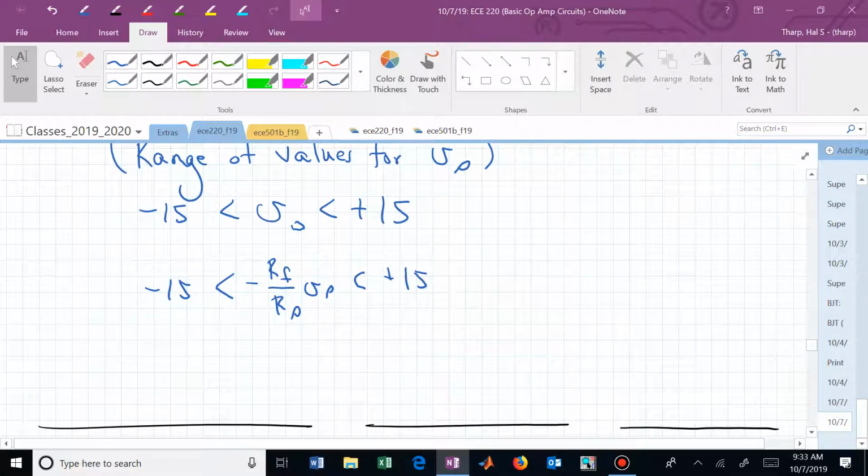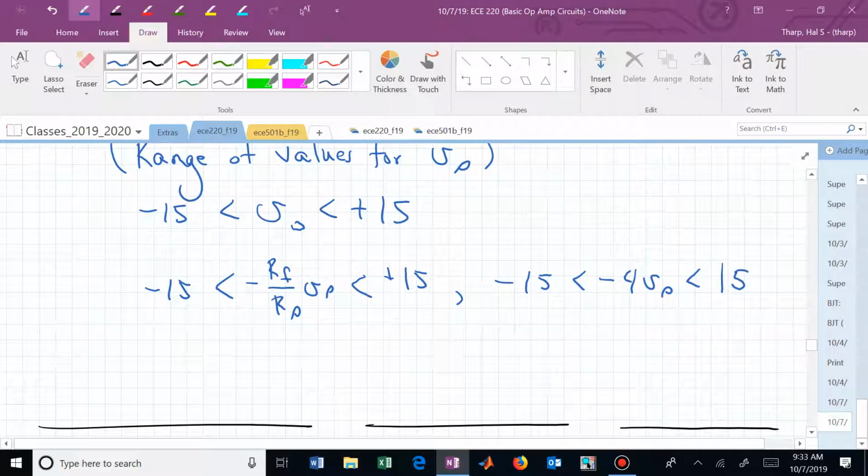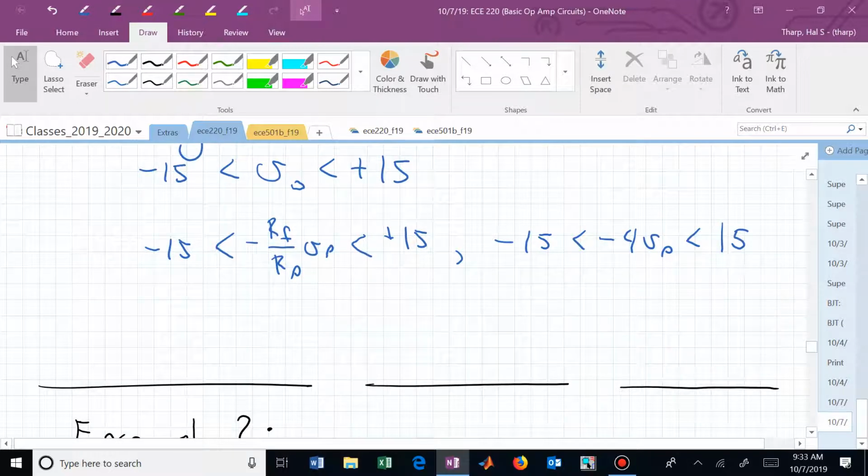And for this particular case, we had minus R sub F over R sub S really just being minus 4. Didn't we? So we now have minus 15 is less than minus 4 V sub S is less than 15. And now we can do the algebra. We know if we divide by a negative number, that changes the inequality direction.